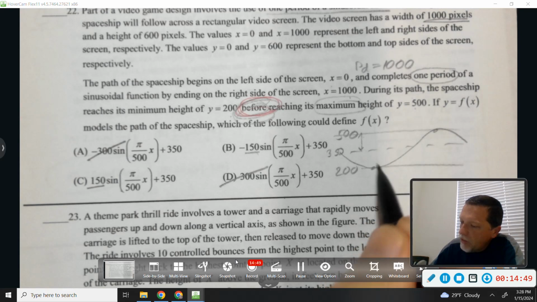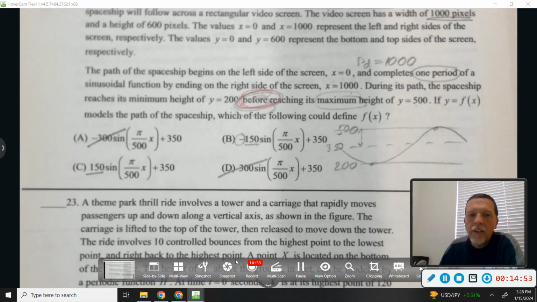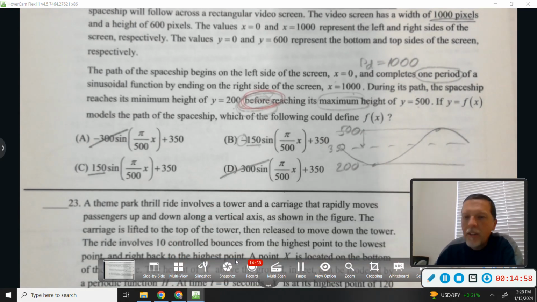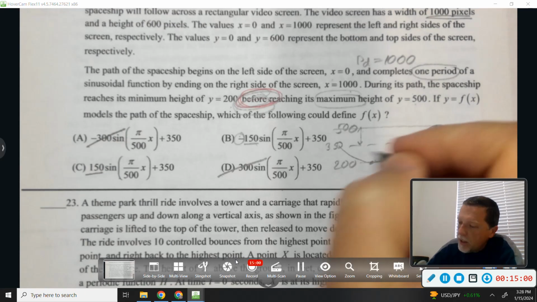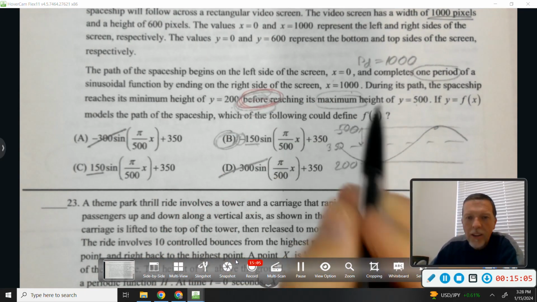So if it goes down first, it has a negative out front. I almost said negative amplitude, but there is no such thing as negative amplitude. So it's got that negative out front to create the reflection to make it go down first, so that it hits its minimum before hitting its maximum.